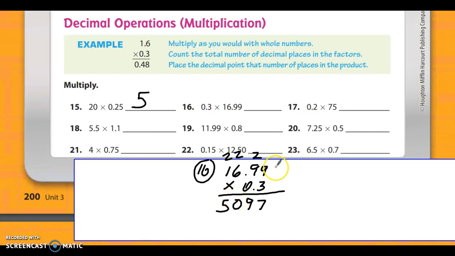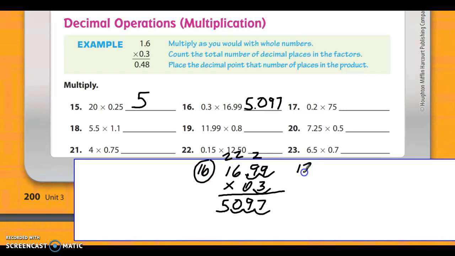Now I need to move my decimal over how many times? 1, 2, 3. The answer for this one is 5 and 0.97. It's 5 and 97 thousandths.